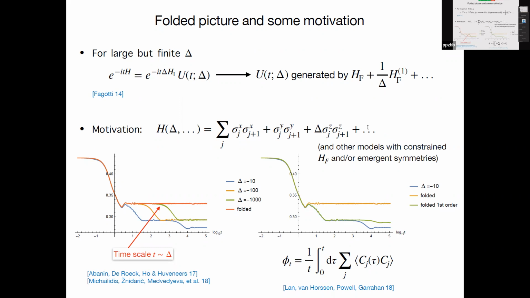So this picture can actually be generalized much more. I can also consider other models, and I can do this folded procedure and get this HF model, this folded model, which has a rich emergent symmetry structure. I will mention it later. And I consider time evolution.